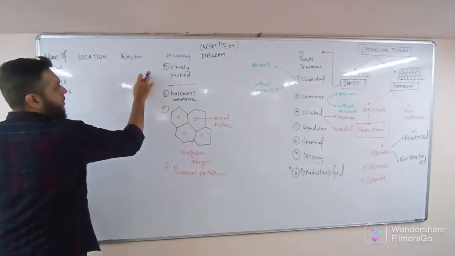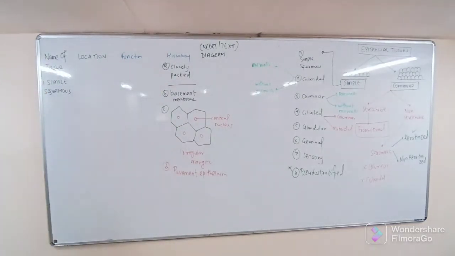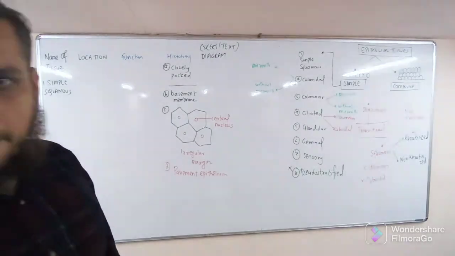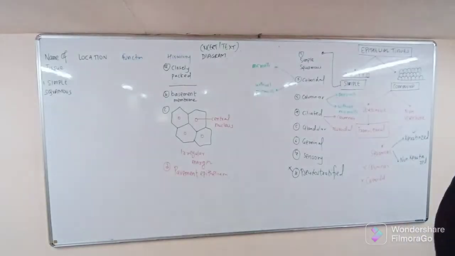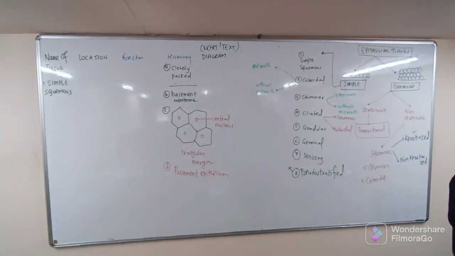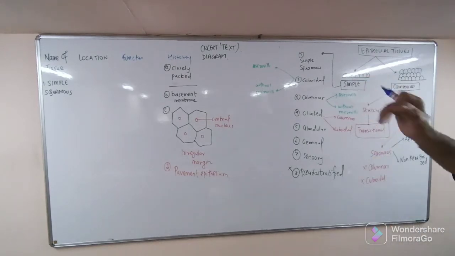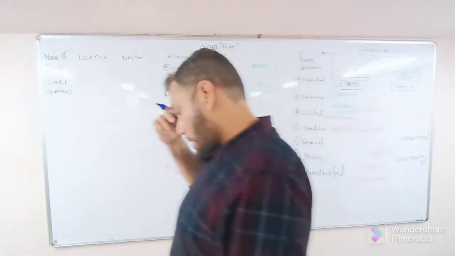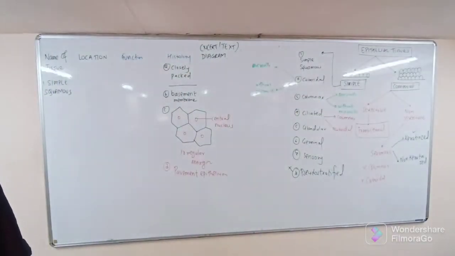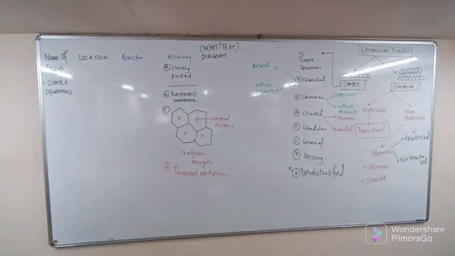But while you write, write histology first, because that is the way it is. Okay? Location, histology, function, and diagram. Right? Yes. Let us talk about the location. Have you heard of Bowman's capsule? Yes.